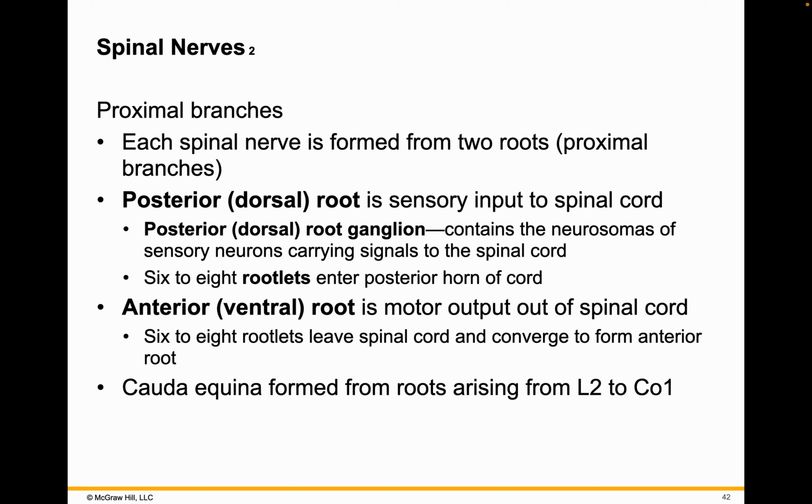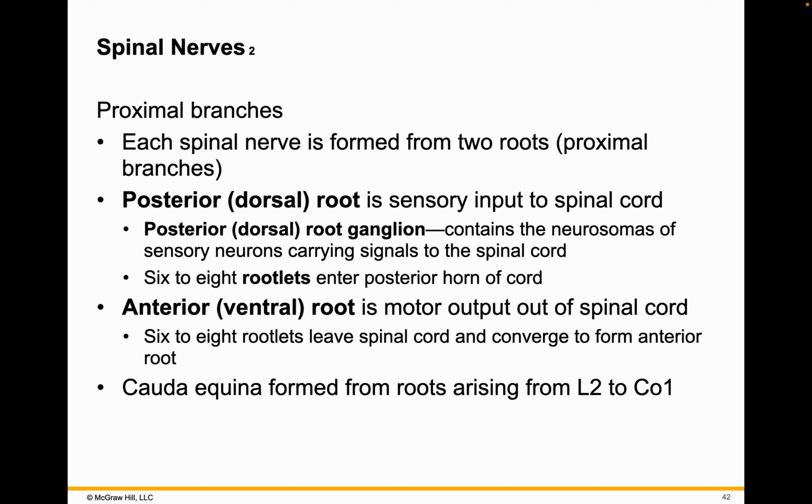Each spinal nerve is formed by 2 roots, the proximal branches. The posterior or dorsal root is sensory input to the spinal cord. The posterior root ganglion contains the neurosomas of the sensory neurons carrying signals to the spinal cord. It has 6 to 8 rootlets that enter the posterior horn of the cord.